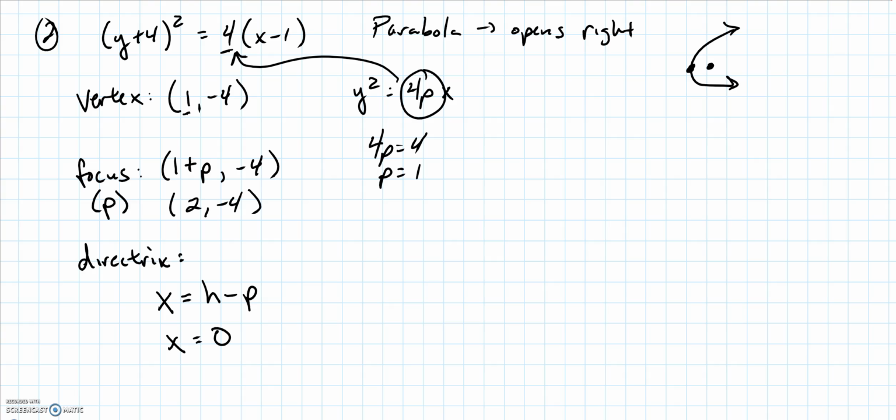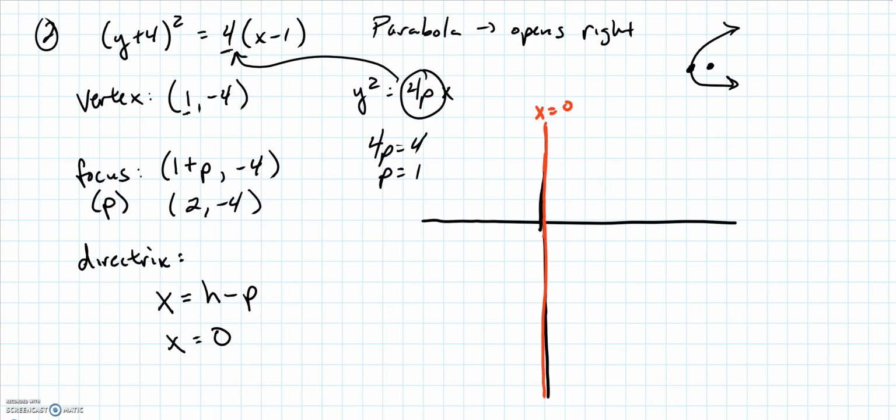So if we go to graph that, we get that guy. The directrix is going to be this vertical line that happens to be on the y-axis because x is 0. My vertex is at 1, -4, and my focus is at 2, -4. So we know the parabola opens to the right.